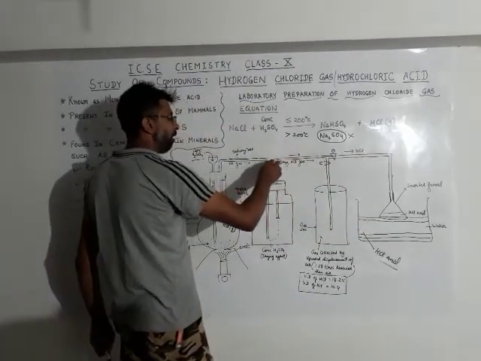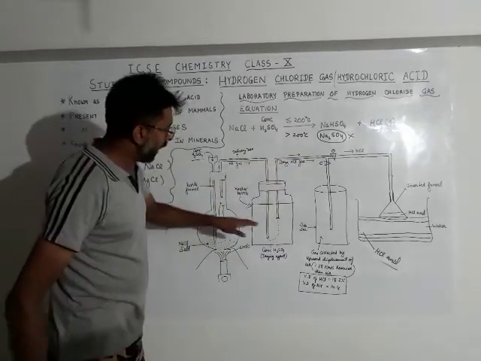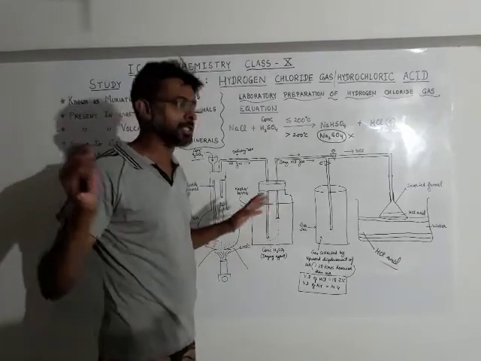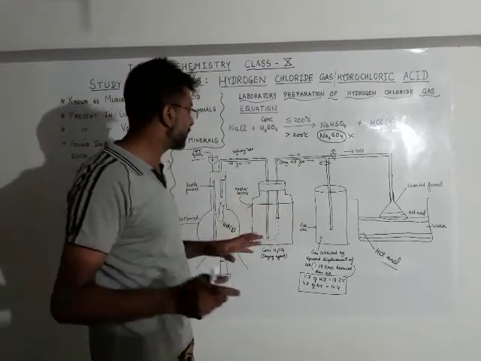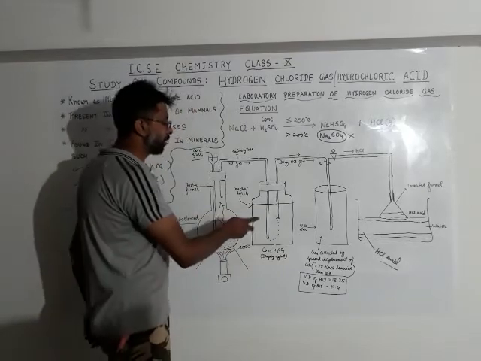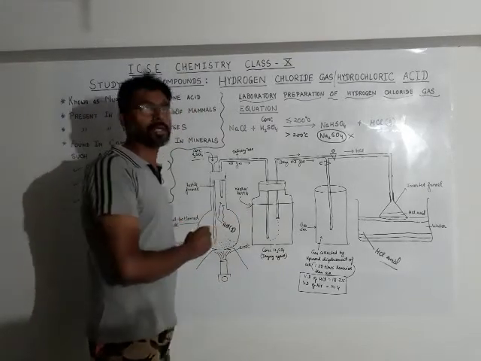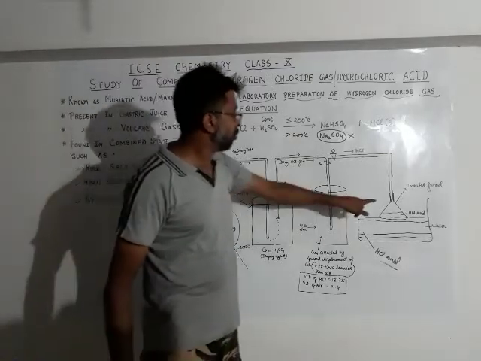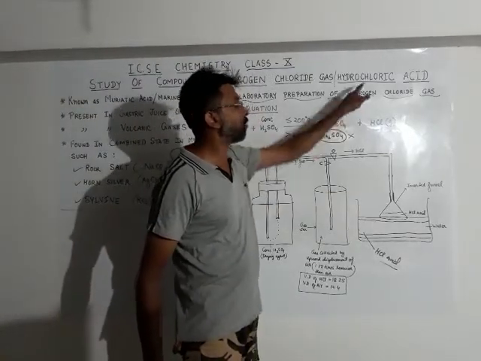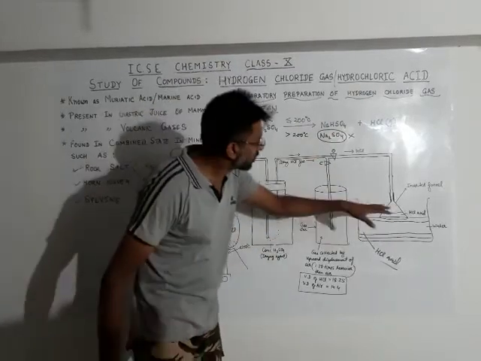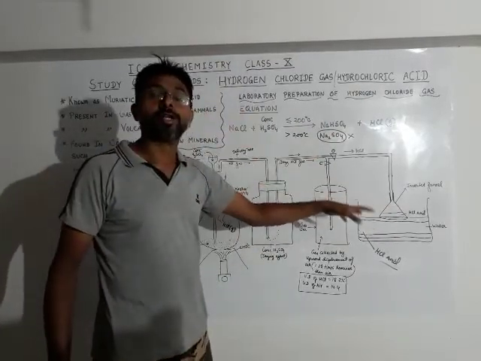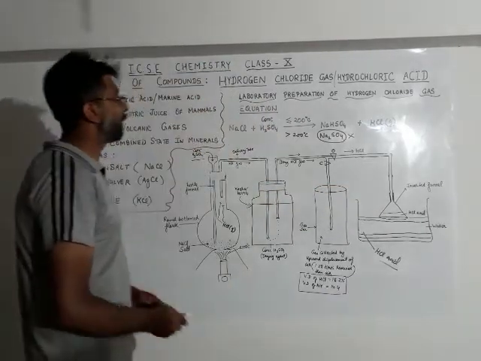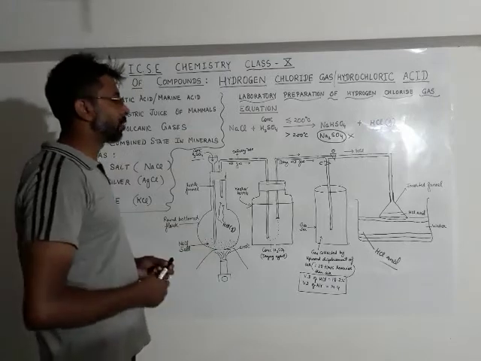It will come all along this delivery tube and enter this container containing sulfuric acid, and there will be a splashing of the acid. If the splashing is intense, there is a possibility of this glass bottle breaking, and that will cause damage to the glass apparatus. Moreover, the use of an inverted funnel to prepare hydrochloric acid provides a large surface area for the dissolving of the hydrogen chloride gas in water. That is how we prepare hydrogen chloride gas and hydrochloric acid.